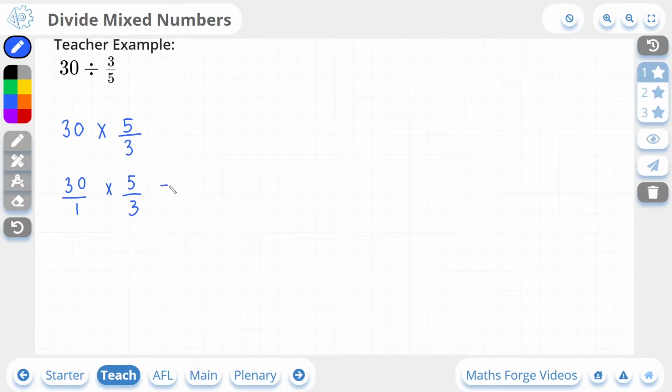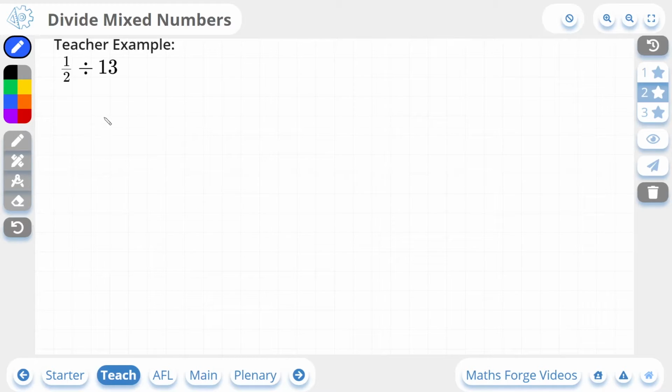30 times 5 is 150. And 1 times 3 is 3. So now we have to simplify this further. So it's going to be 15 divided by 3, which is 5, and then there's a 0 at the end, so the answer is 50. And this should be our final answer. Let's check it. There it is.